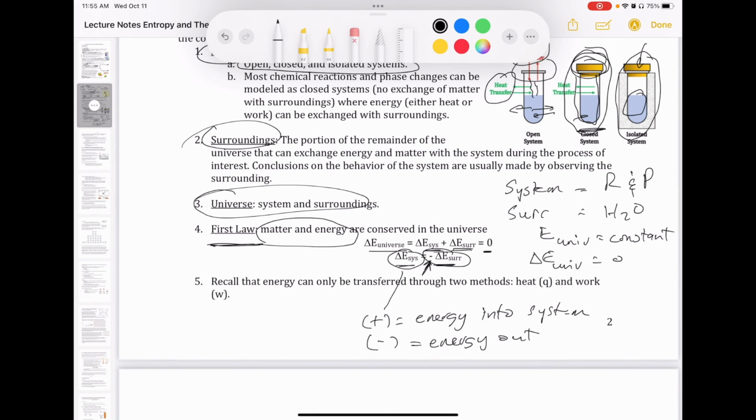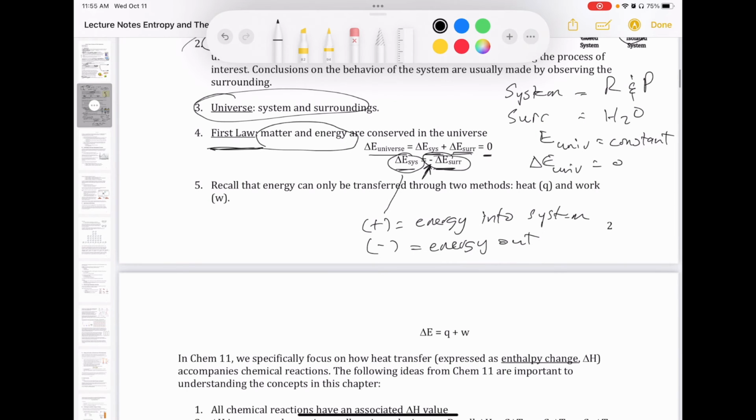So just keep that in mind. When we write these negative and positive in thermodynamics, they have special meaning. The other thing I want to remind you of is that we had discussed in Chem 11 that energy can only be transferred using two methods: heat, which has the symbol Q, and work, which has the symbol W.